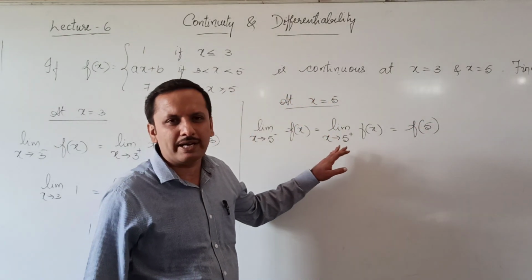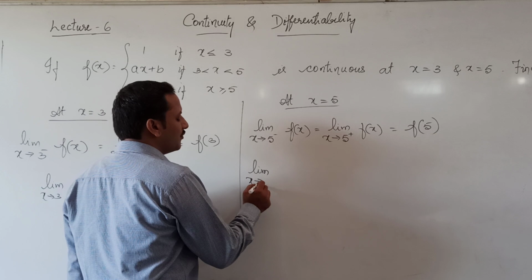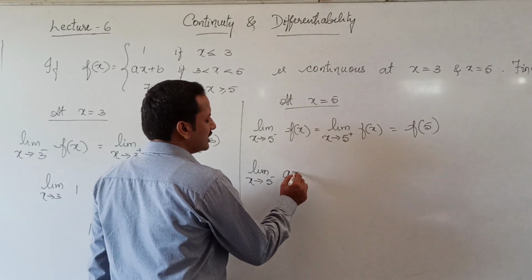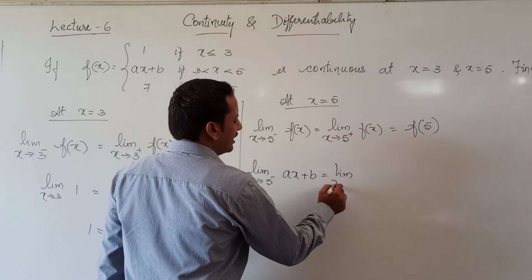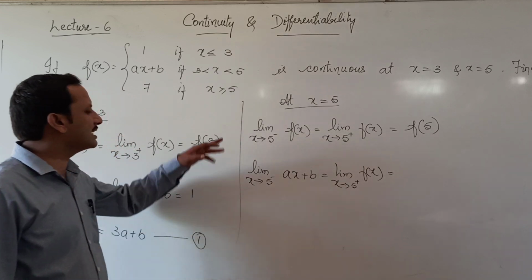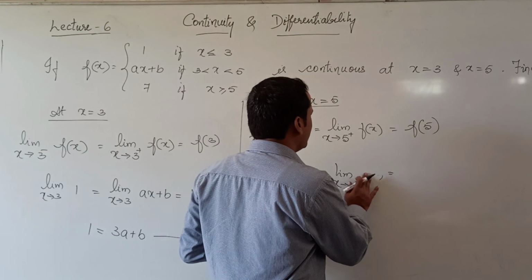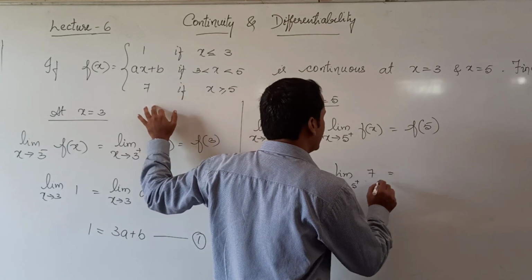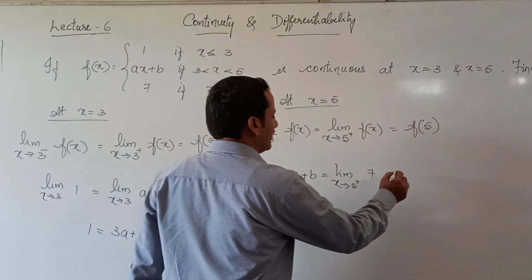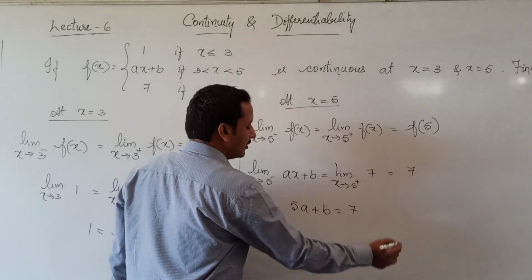Left hand limit is equal to right hand limit is equal to the functional value. Okay, so limit x tends to 5 minus, x is approaching 5 from left side. When x approaches 5 from left side, the function is defined as ax plus b. Then limit x tends to 5 plus f of x, x is approaching 5 from right side. When x approaches 5 from right side, x is greater than 5. When x is greater than 5, the function is defined as 7. Then the functional value f of 5, at x equal to 5, the function is defined as 7. Here apply the limit, we get 5a plus b is equal to 7.